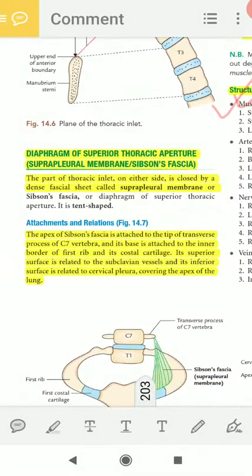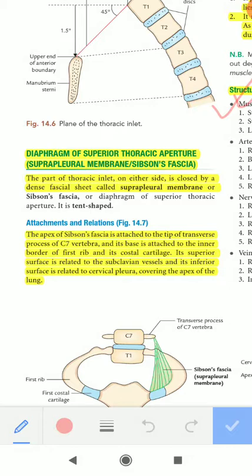So it is nothing but the part of the thoracic inlet on either side that is closed by a dense fascial sheet. The dense fascial sheet is the suprapleural membrane, or you can say Sibson's fascia, and it is tent shaped. So what is it? It is a deep fascial sheet on either side of the thoracic inlet, and it is a tent shaped structure.